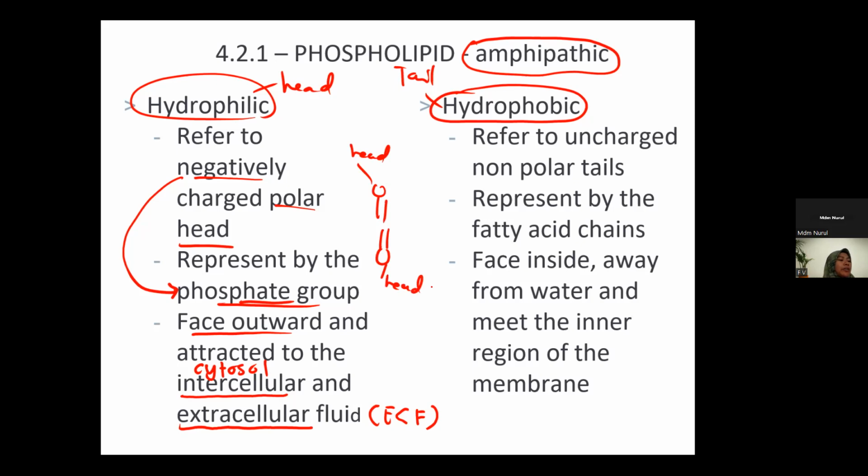Alright, whereby the hydrophobic region of the phospholipid. So the hydrophobic is referred to the uncharged non-polar tails. So dia refer kenapa dia hydrophobic? Sebab non-polar fatty acid. So it represents the non-polar fatty acid chains. Okay, that's why it will always be facing inside. You can see here, nampak tak ni? Dia fatty acid chain akan sentiasa menghadap antara satu dengan yang lain jauh daripada water. Okay. Away from water.